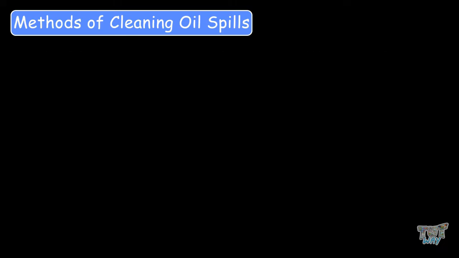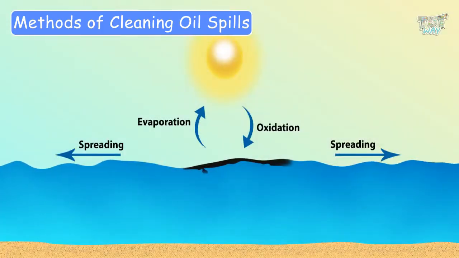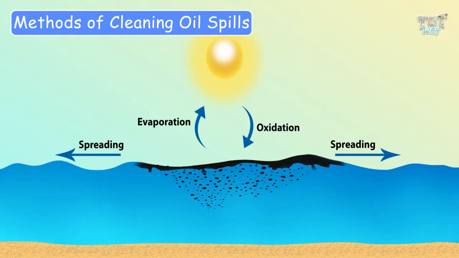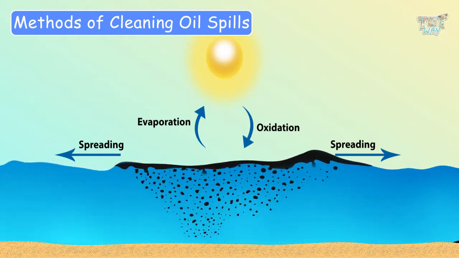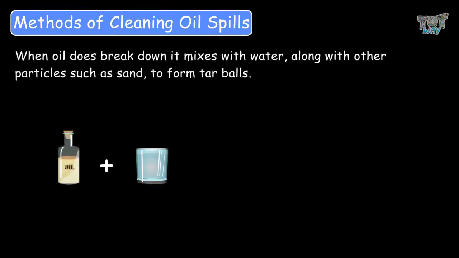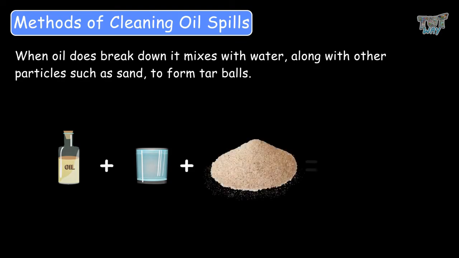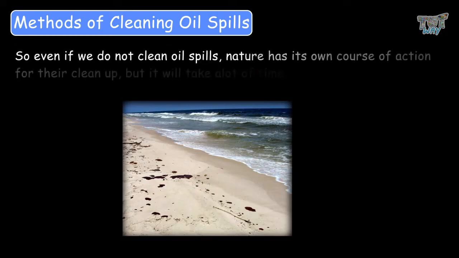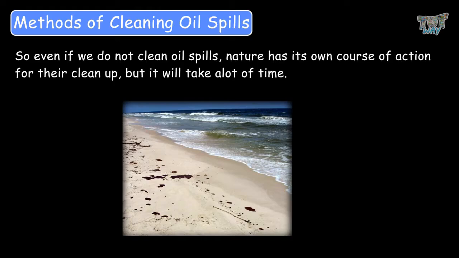And we must already know that even if nothing is done to clean up the oil spill, the oil will eventually break down naturally due to the sun, weather, and wave actions. But it will take a very long time. Lighter oils will disperse faster than heavier ones. When oil does break down, it mixes with the water, along with other particles such as sand, to form tar balls. And these tar balls tend to scatter across a wide area, and they are not very harmful for the environment. So even if we do not clean up oil spills, nature has its own course of action.